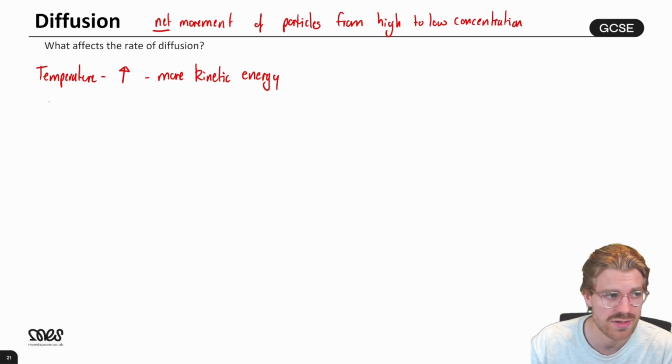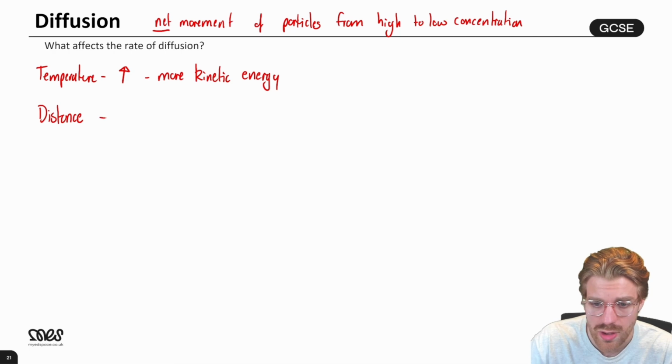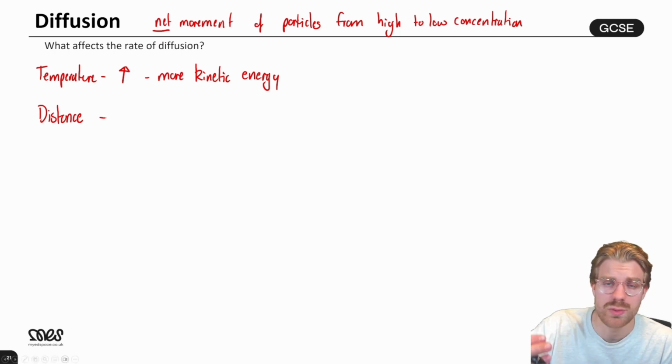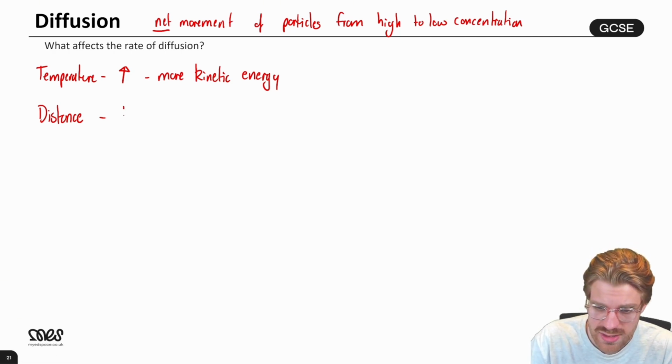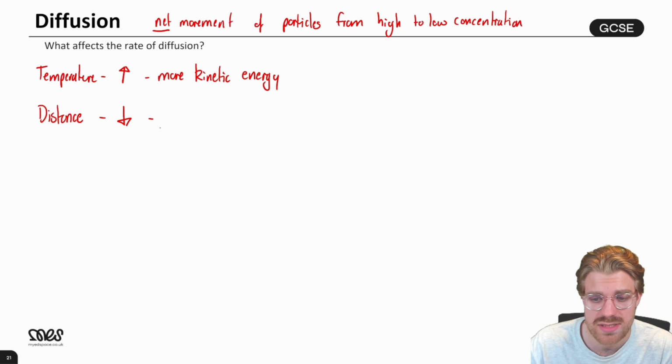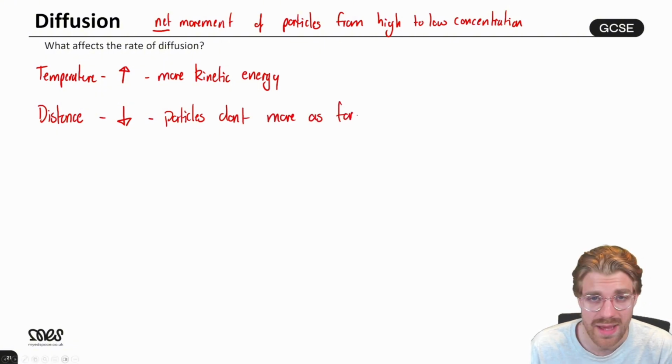Other factors that affect diffusion would be the diffusion distance. How far those particles are moving, whether they are moving through multiple cells in order to be transferred from one part of the body to the other. If the diffusion distance decreases, that means that the particles don't move as far, and so that means that the rate of diffusion will be higher.